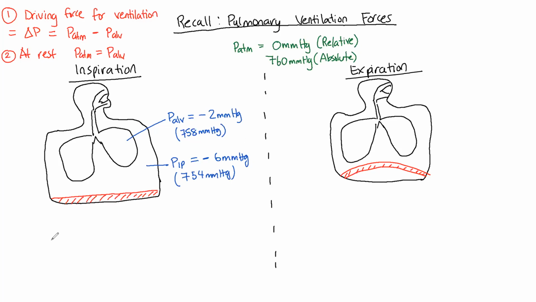Okay. And so in other words, what we see is that the atmospheric pressure is greater than the intraalveolar pressure. And so our differential here is going to be negative. In other words, we're going to have inward airflow. Okay. Can everyone see that?